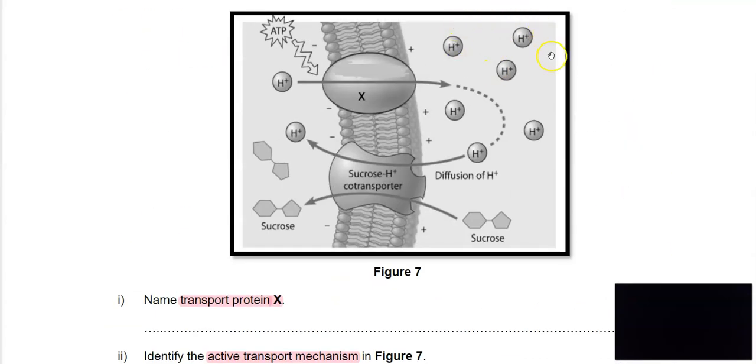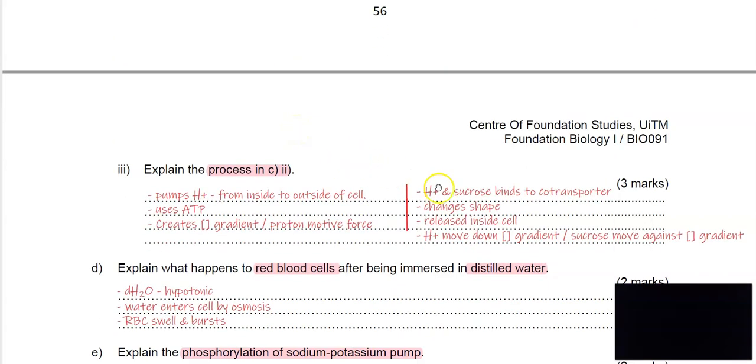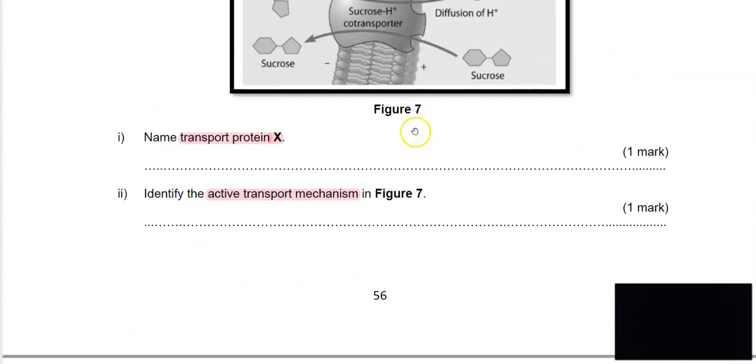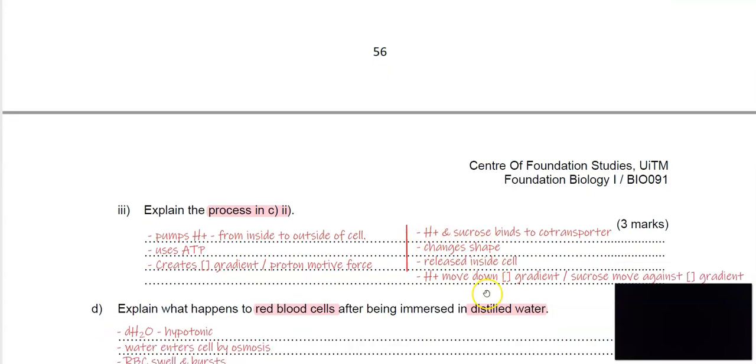Proton motive force is when you have a high concentration of hydrogen ions outside, which needs to move back into the cell from a high electrochemical gradient to a low electrochemical gradient. So hydrogen ion and sucrose together will bind to the co-transporter, which causes the co-transporter to change shape and release these two substances, hydrogen ion and also sucrose, into the cell.